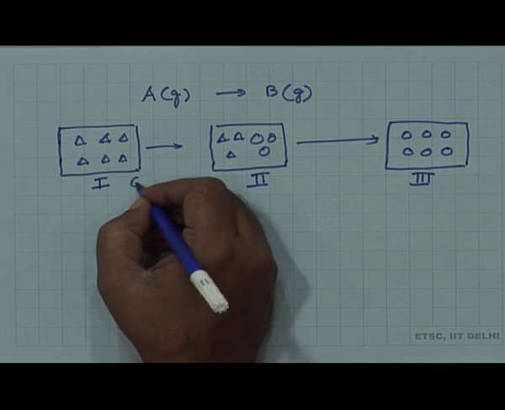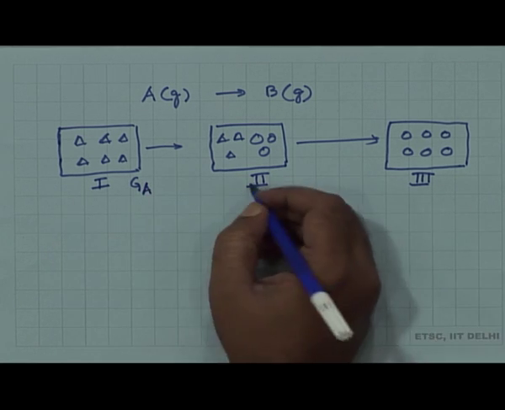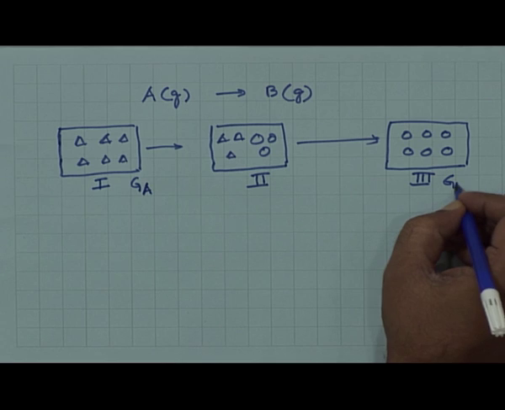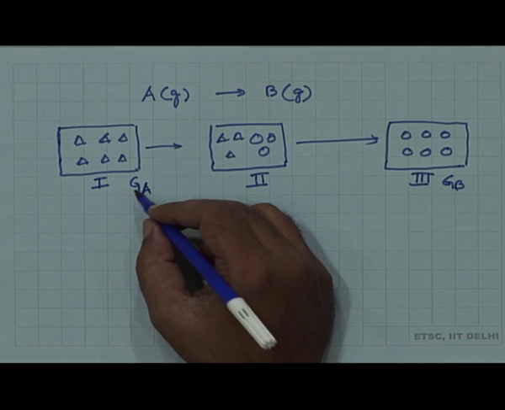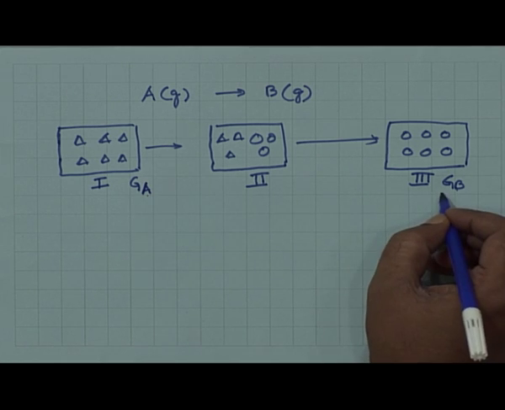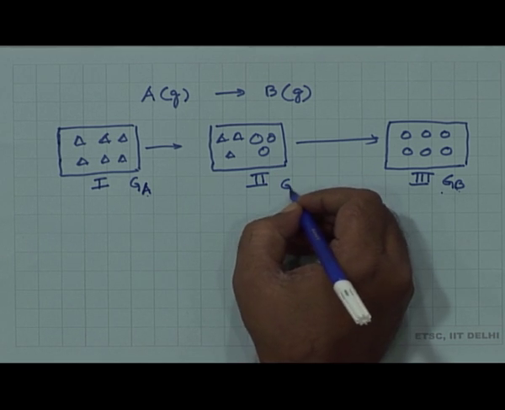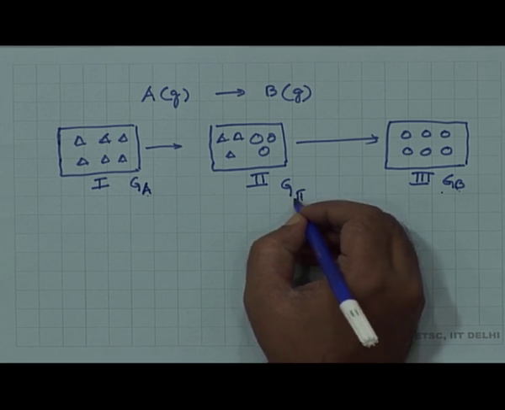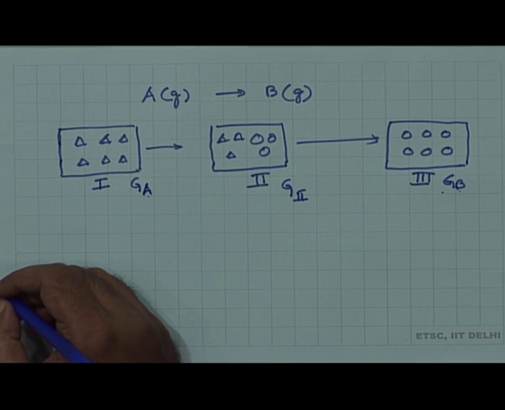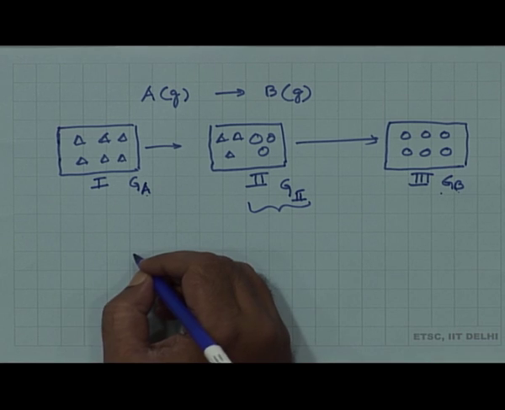We know that the free energy per mole of A is G A, this is the free energy per mole of B, G B, and then you have G of the state 2. Now, how will we calculate G of state 2?